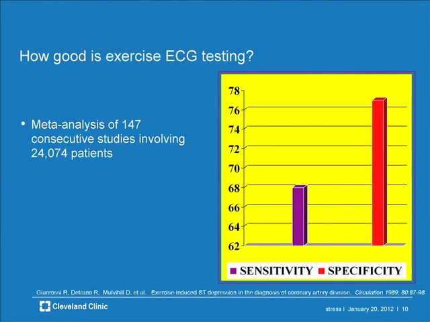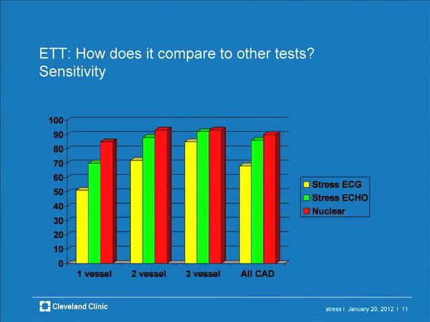So here we are. This is a meta-analysis of 147 studies looking at EKG stress testing involving over 24,000 patients. And you can see here the sensitivity of these tests is about 68% overall, and the specificity is much higher, in the high 70s. So the value of EKG stress testing is not to pick up ischemia, it is actually to find ischemia and be sure that it is there in a cheap way.